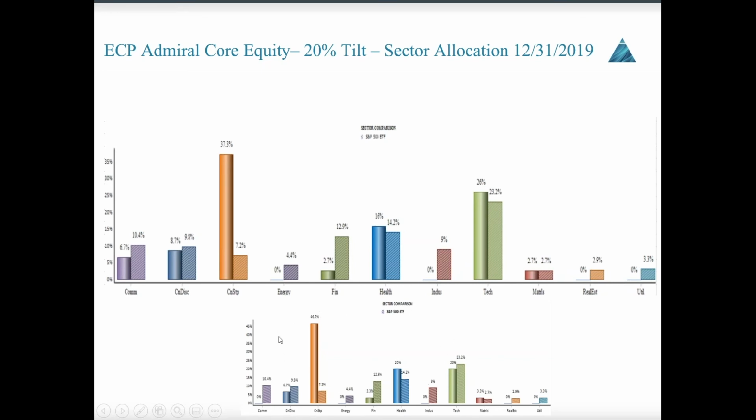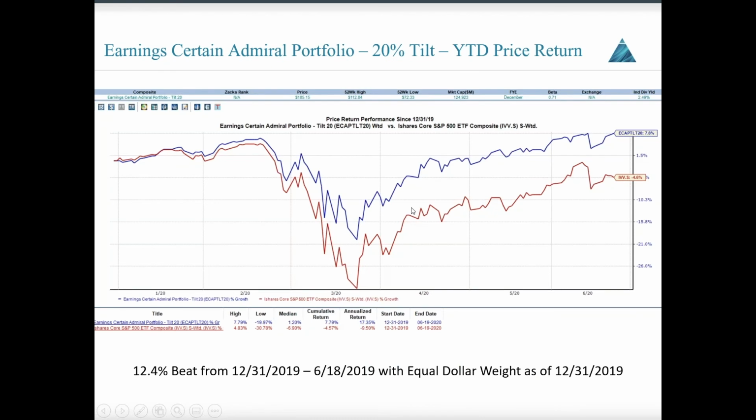Okay, in the small chart below, I've got the core Admiral so that you can see it next to what it looks like if you were to apply a 20% tilt, which is, more or less, the minimum that I'd recommend. I do recommend we bring down that staples weight a little bit. And it obviously doesn't hurt to bring up the tech and the communications as well. Okay. And this is the performance you're looking at year to date. So with a 20% tilt, you're looking at a 12.4% beat. And every single time we go into one of these corrections like we're doing today, we're just going to pick up a little bit more alpha on the way out. We're picking up alpha on the way down. We're going to pick up a little bit more alpha on the way out.